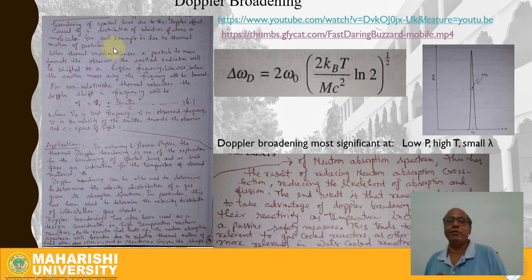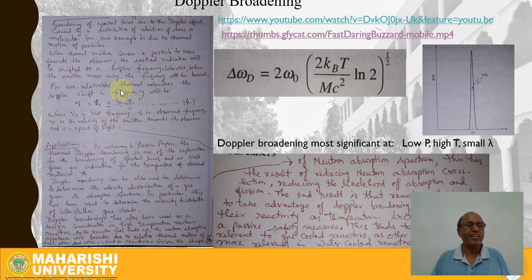So whatever be the reasons, in the case of lasers, thermal motion is one example, because in a gas laser the random motion of particles is because of certain reasons. One is thermal. So when thermal motion causes a particle to move towards the observer, the emitted radiation will be shifted to a higher frequency. Similarly, when the emitter moves away from the observer, the frequency will be lowered.